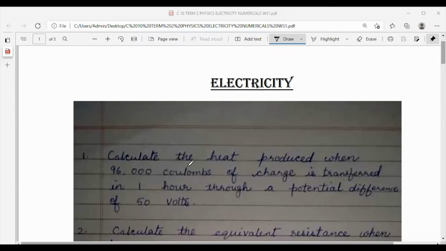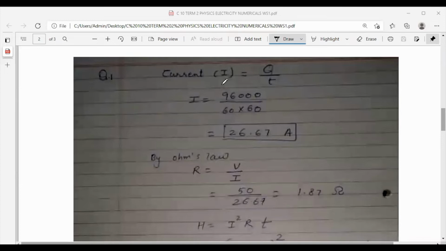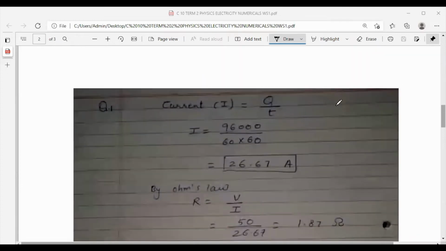Calculate the heat produced when 96,000 coulombs of charge is transferred in 1 hour through a potential difference of 50 volts. So here what is given to you? We are given the charge, then we are given the time. Charge Q is 96,000 coulombs and time is 1 hour. It means we can convert this into seconds, that is 60 multiplied by 60.